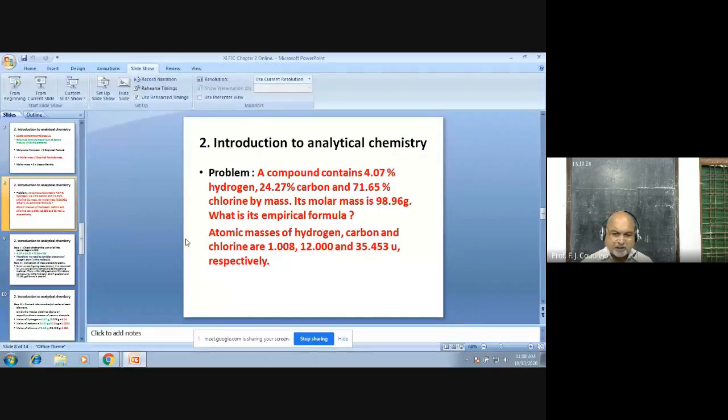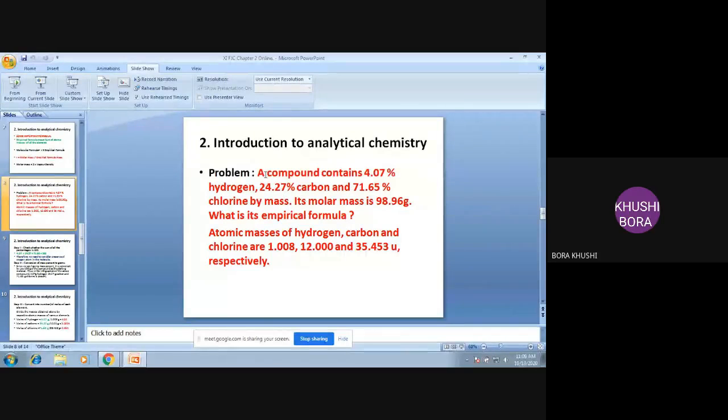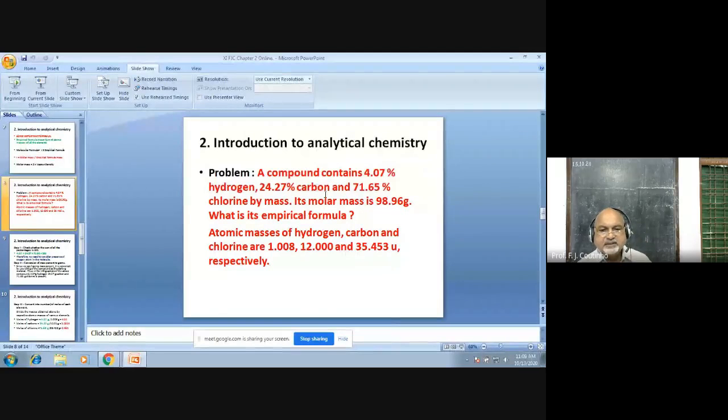Just write down the problem. Can you see that problem? A compound contains hydrogen 4.07%, then carbon 24.27% and chlorine 71.65%. This is the composition of different elements. One is carbon, the second is hydrogen, and third is chlorine.